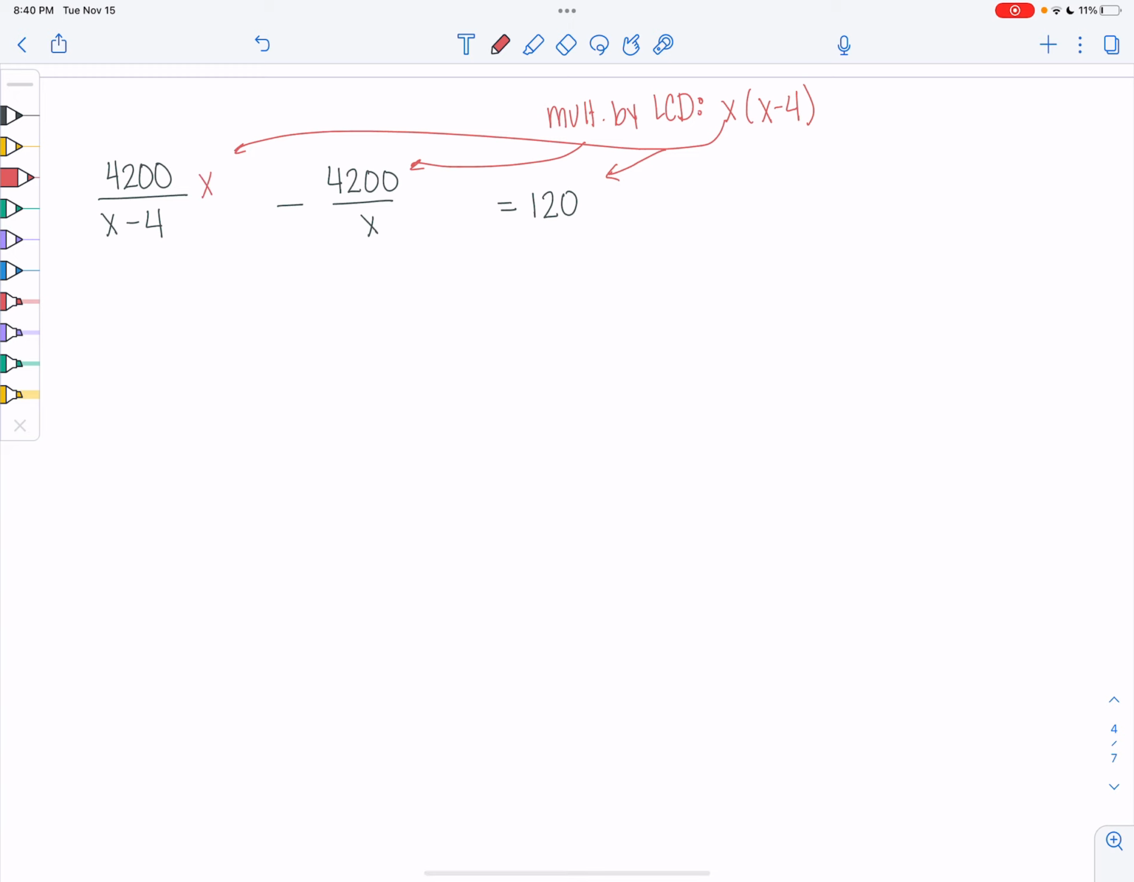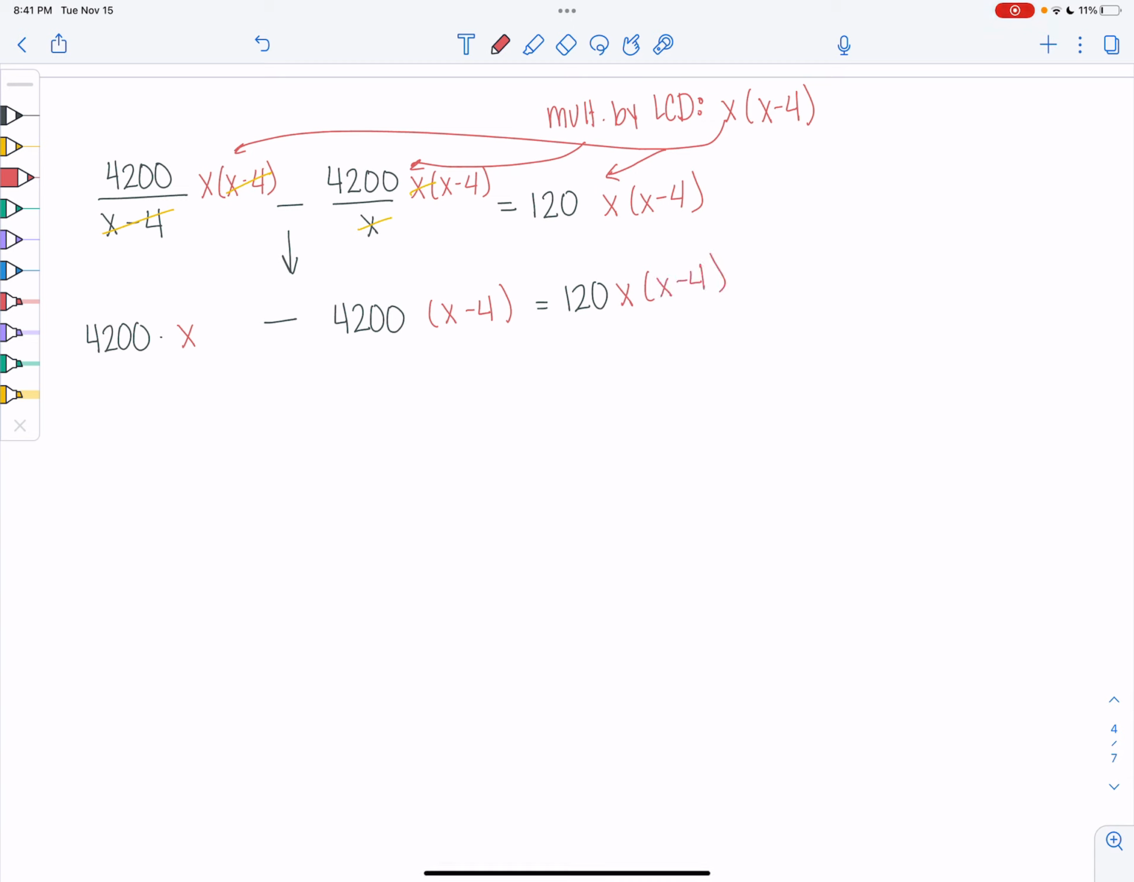And so I'm going to have x times x minus 4, x times x minus 4, x times x minus 4. Now I've got some stuff that will cancel. X minus 4's will cancel, x's will cancel, and then nothing will cancel. So in that first fraction, I've got 4,200 times x. Carry down my sign. 4,200 times x minus 4. And then here I've got equals 120 x times x minus 4.